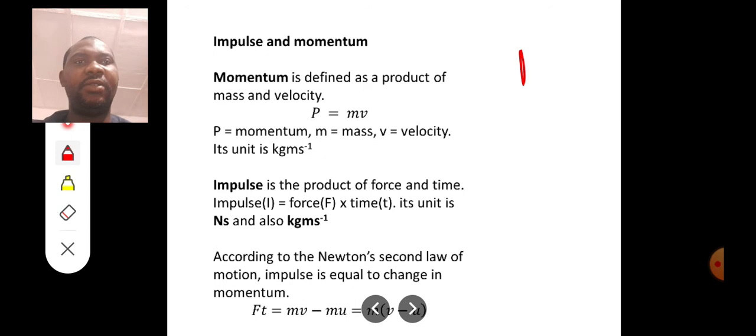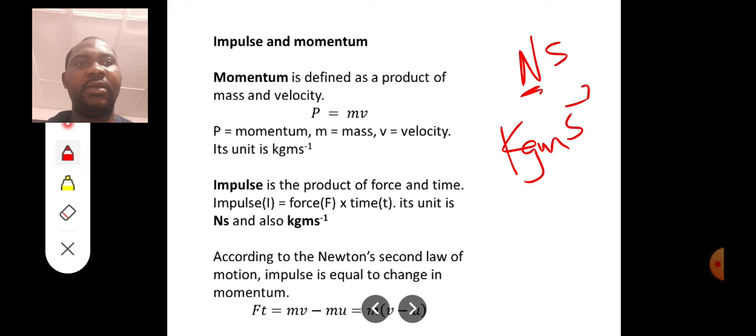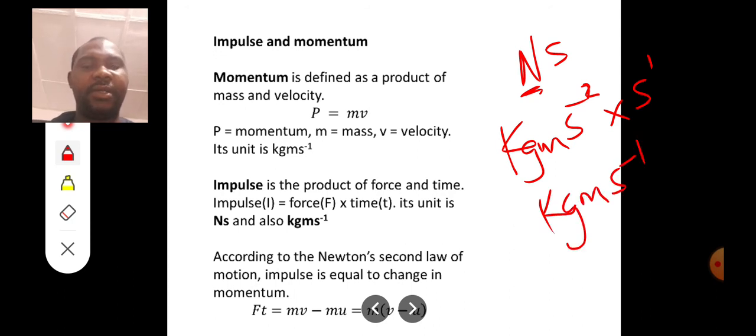When you say Newton seconds, Newton also means kilogram meter per second squared. So by the time you multiply it with seconds, you're going to get kilogram meter per second. Okay, that's important to note.